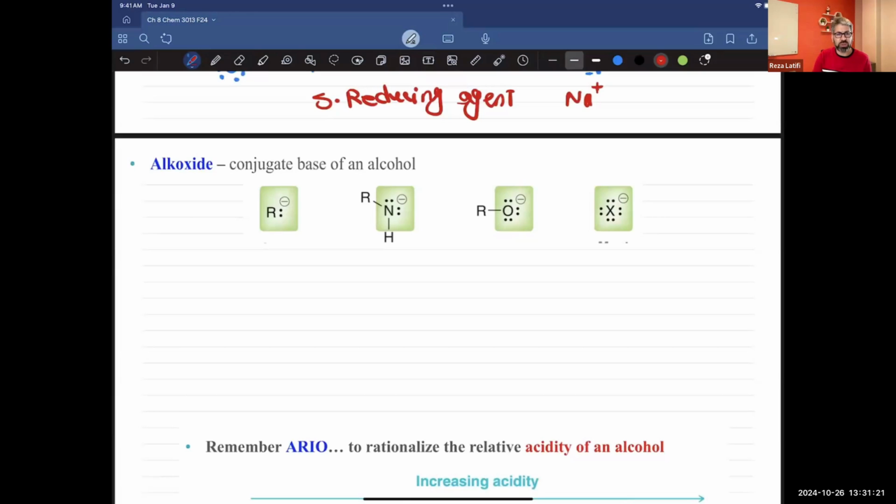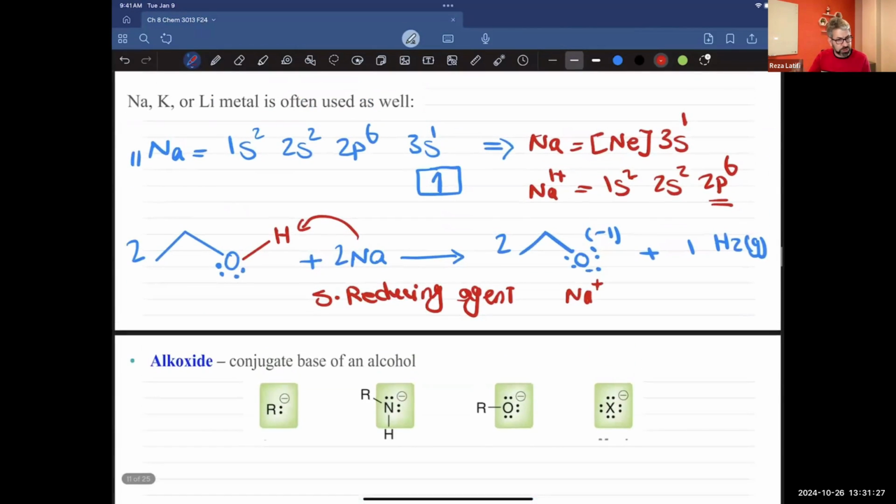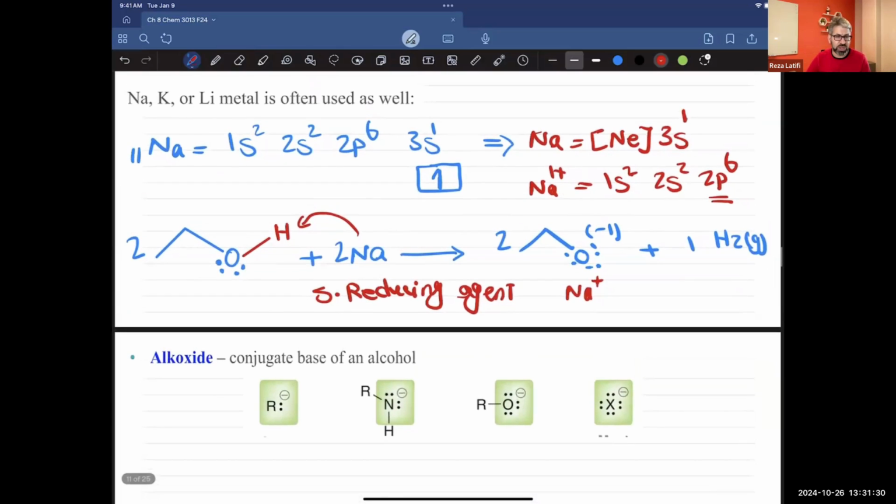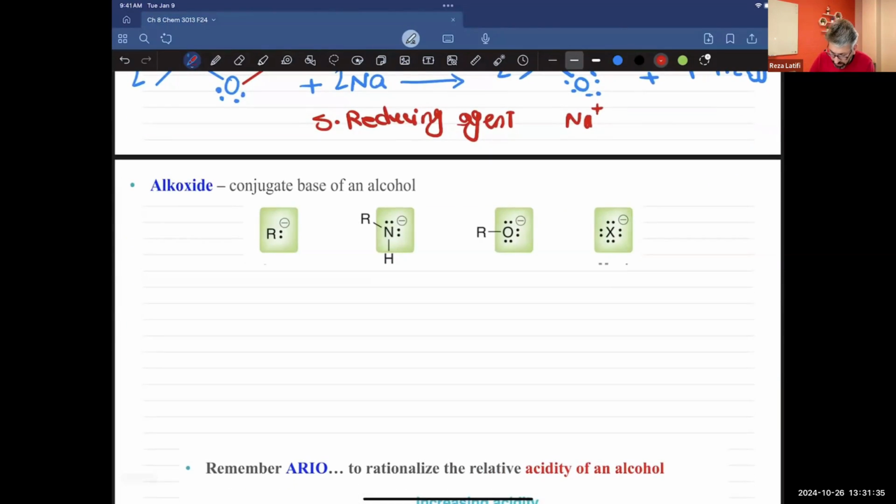How do we create alkoxide? We said we react alcohols with metals like lithium, potassium, or sodium. That's one way, or react them with a strong base, pull the hydrogen from them, and you will get the conjugate base. Now, in the first one, I have a carbon with a negative charge. This one is nitrogen with a negative charge. Here I have oxygen with a negative charge. Last one, let's say fluorine with a negative charge. So again, -1, -1, this is -1, and that one also -1.